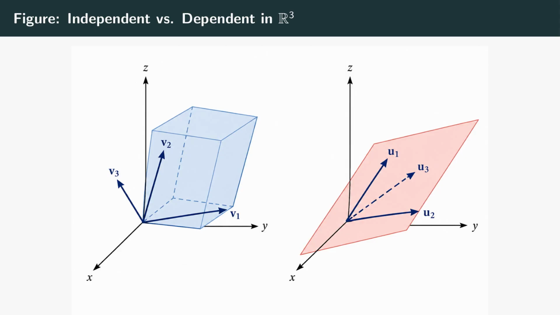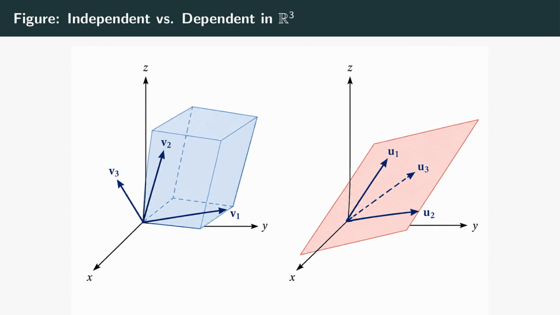Let's see independence in three-dimensional space. On the left, 3 arrows leave the origin pointing in 3 genuinely different directions. Because no one of them lies in the plane of the other 2, they fill out a solid chunk of space. The shaded box is the region they span, and in fact, their combinations reach every point in three-dimensional space. These 3 are independent, and they form a basis.